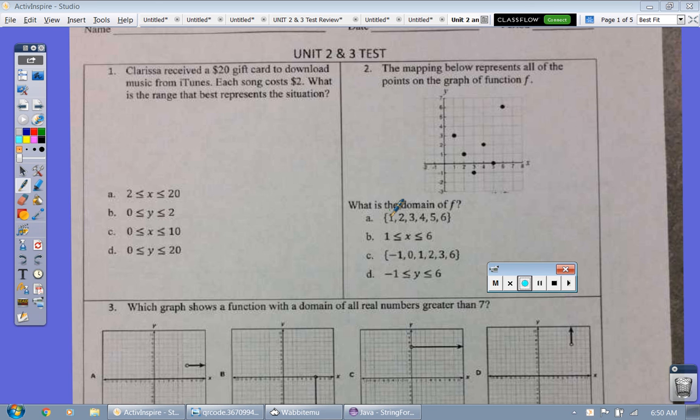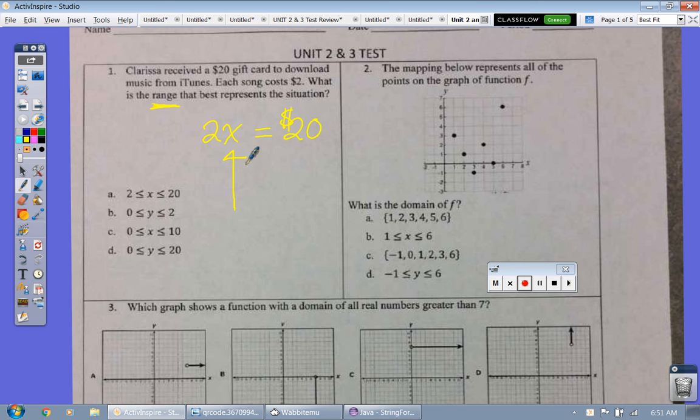Here we go, question 1. Clarissa received a $20 gift card to download music from iTunes. Each song costs $2. What is the range? We're going to start by going straight to, is it domain or range? In this case, they're asking, what is the range? If I were to write an equation, it would be 2 times the number of songs, and I can get up to $20 worth of songs.